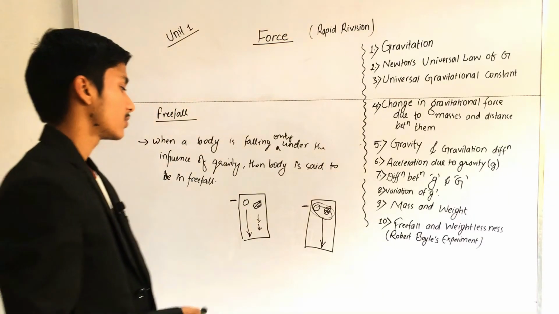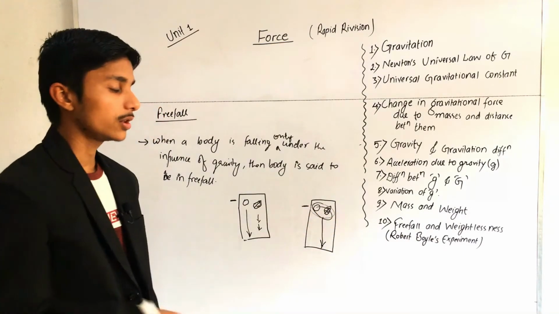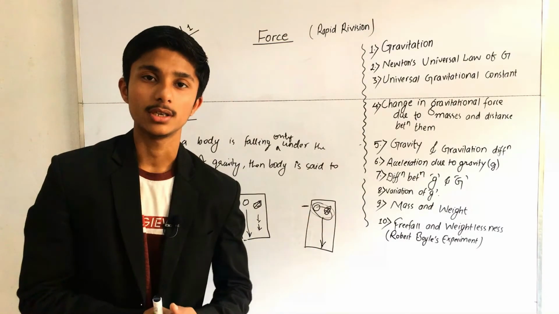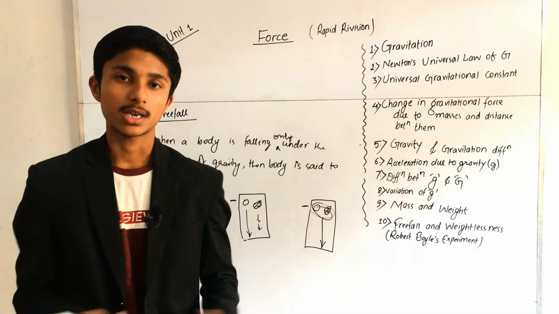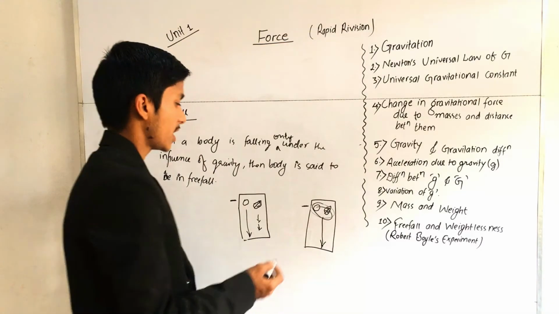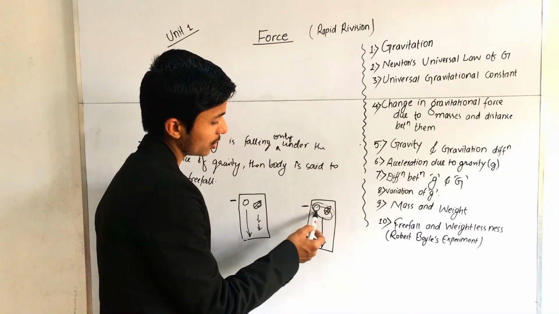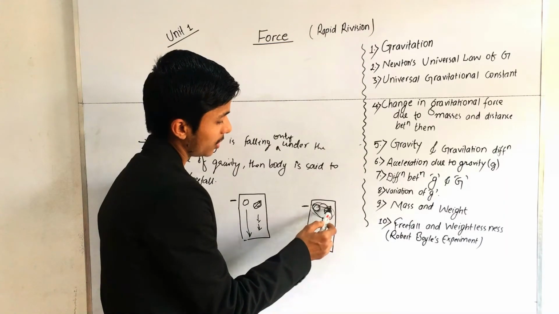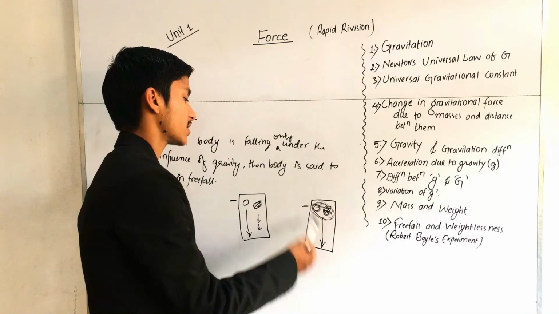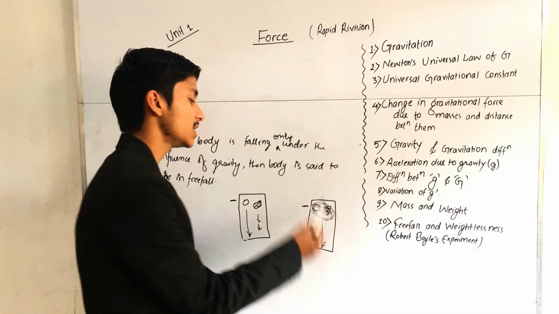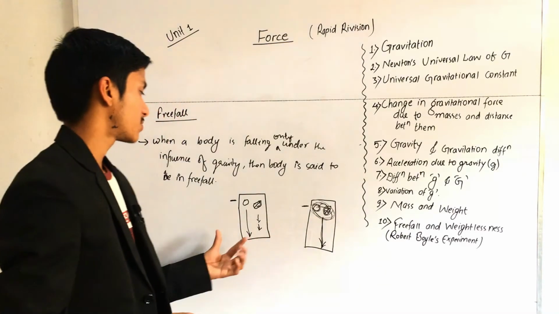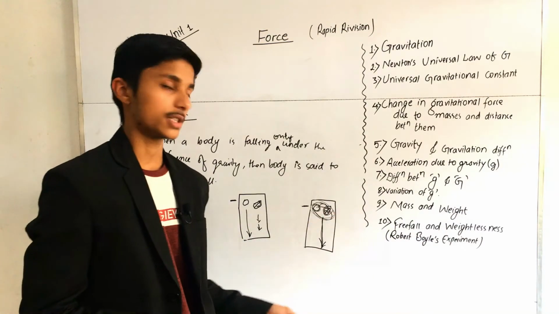Therefore, he gave one conclusion: the acceleration due to gravity of a freely falling body is independent of mass and is the same for all bodies. It means the acceleration produced on the coin is the same as on the feather, and the acceleration due to gravity in free fall is independent of their masses. This is the experiment done by Robert Boyle.